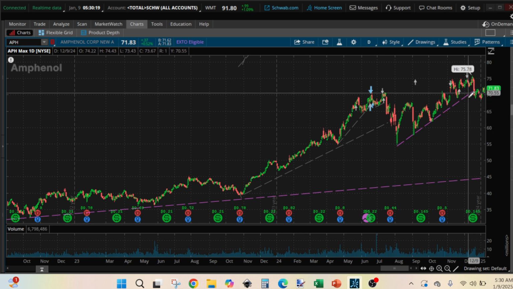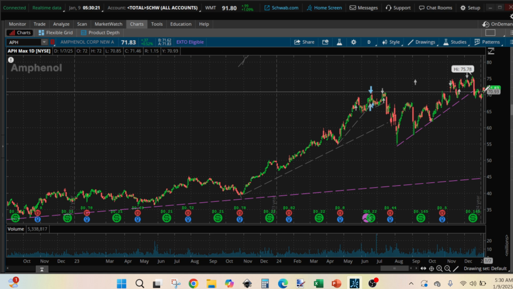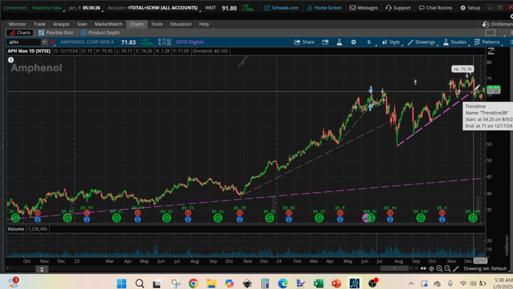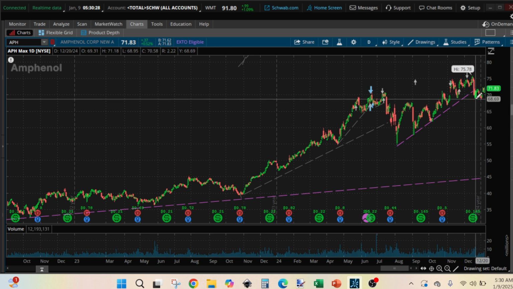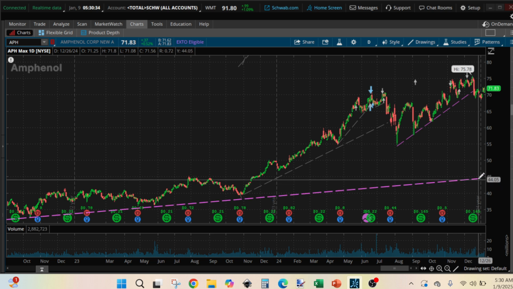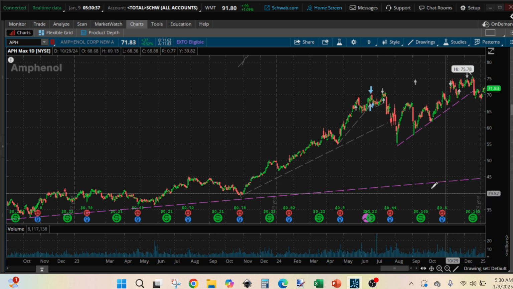So this one, this trend line ended and is still around that area though, but we'll prefer to buy at this trend line, so we just have to wait.